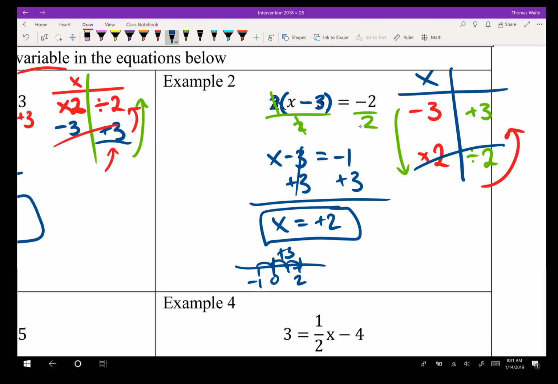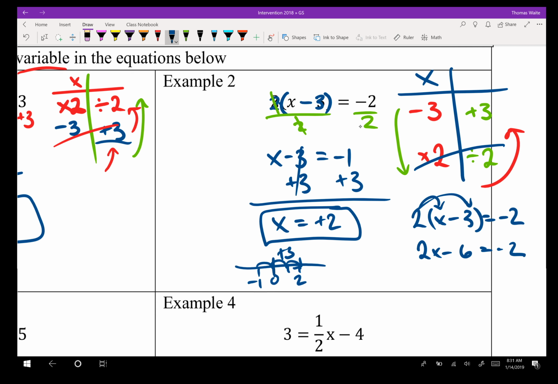Now this isn't the only way we could have solved it. Notice we could have also distributed this 2. If I rewrote this question down here, there's always more than one way to do these problems. That was one way to look at it. I could instead simplify the left side and distribute the 2 first to both terms. Then I would be left with 2x minus 6 equal to negative 2.